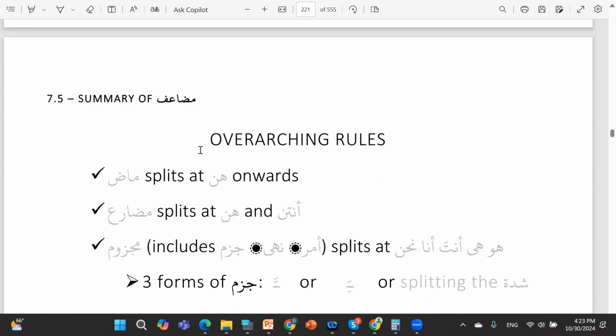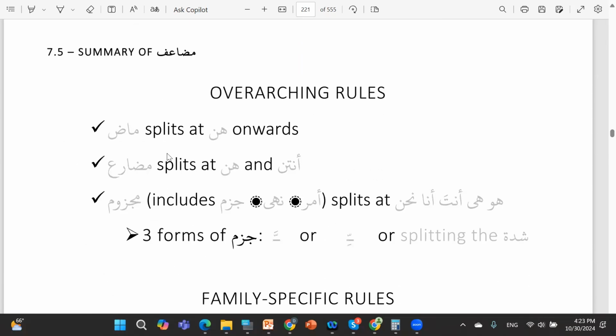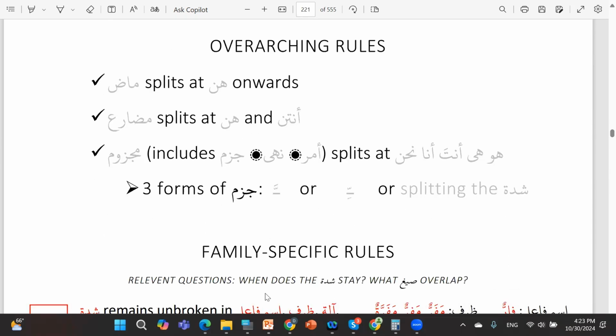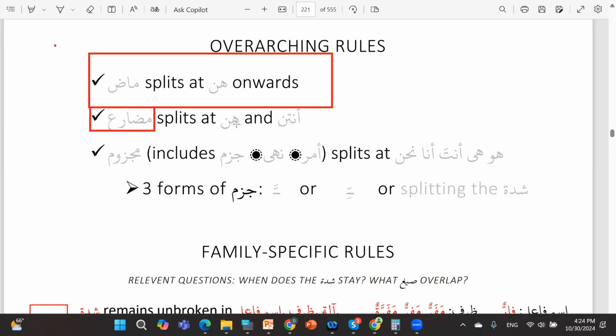So this is about the Sarf Kabir and Sarf Saghir of Muda'af words from Sulasi Mujarrad. Now this is the summary of Muda'af overall, in overall Muda'af words. So what were the overarching rules, both in Mazid Fihi and Sulasi Mujarrad? You learn that in past tense, there's a split at hunna onwards. So the split occurs at hunna and it remains there onwards till nahnu. In mudare, present form, the split happens at hunna and antunna only.